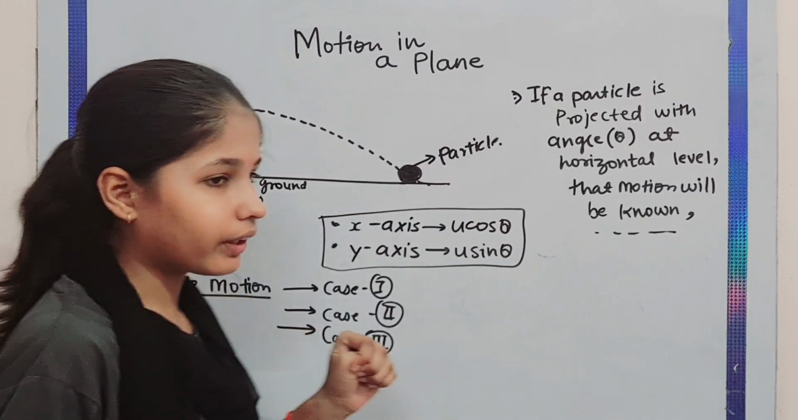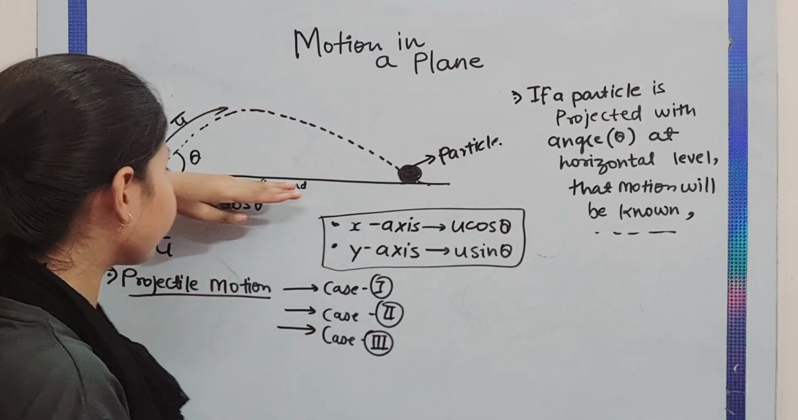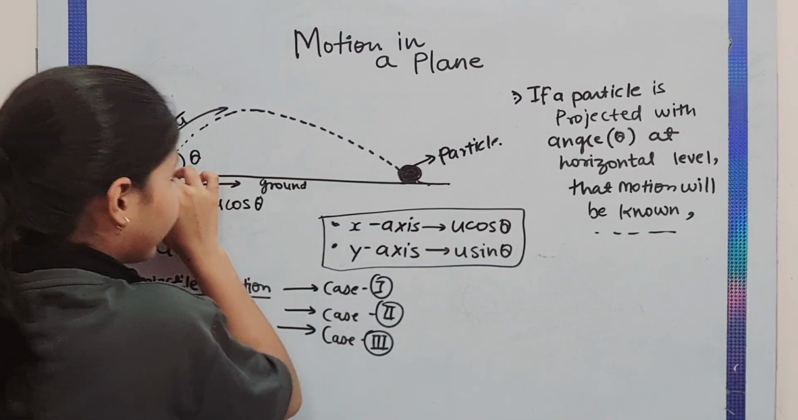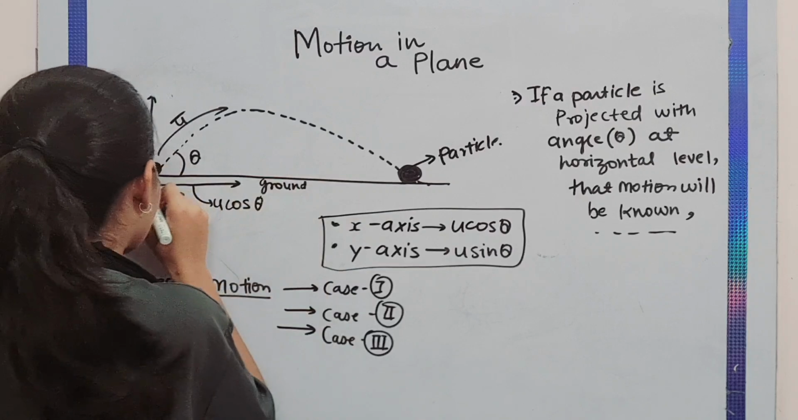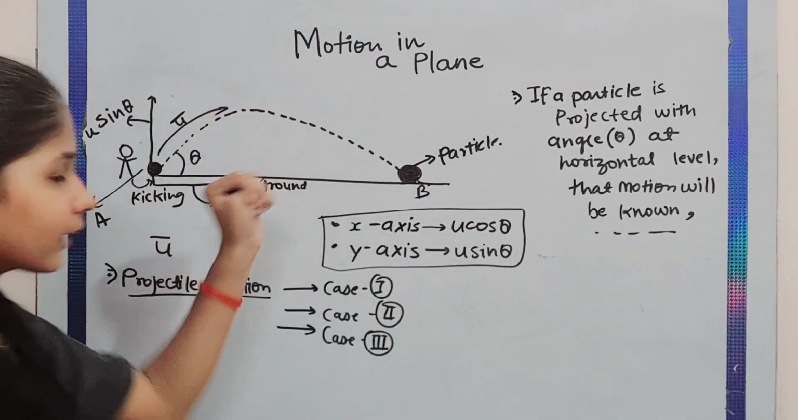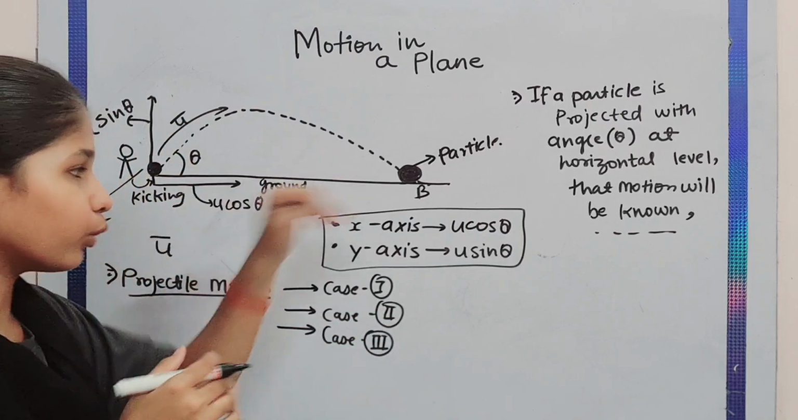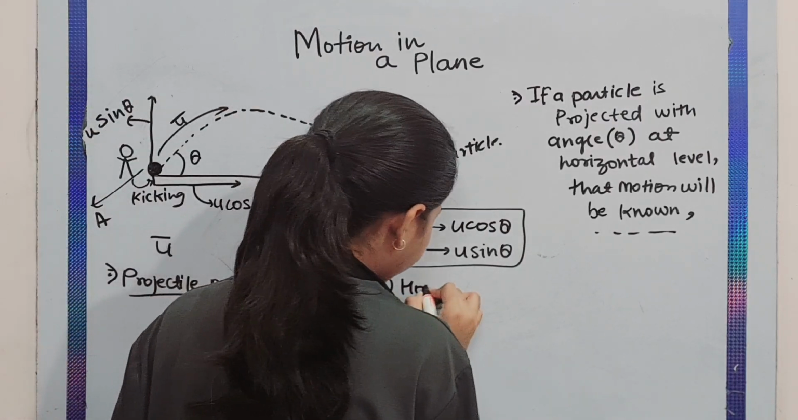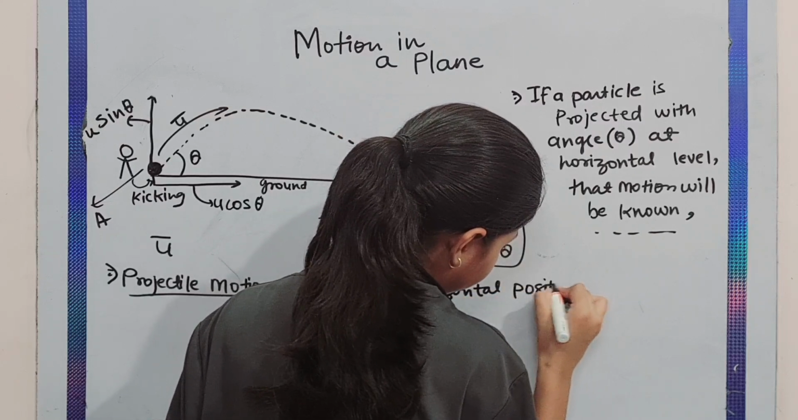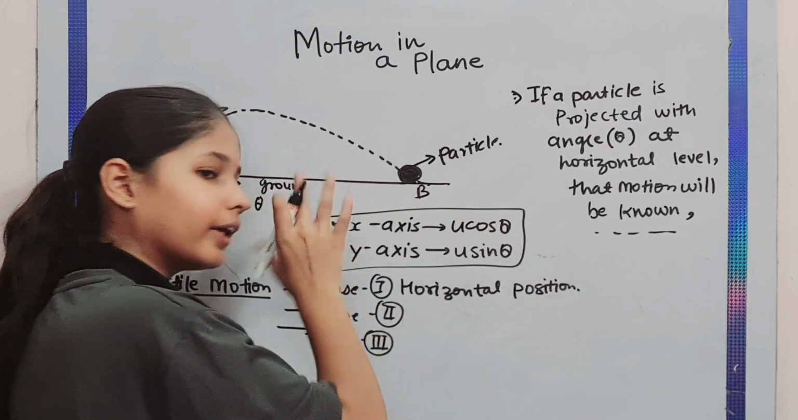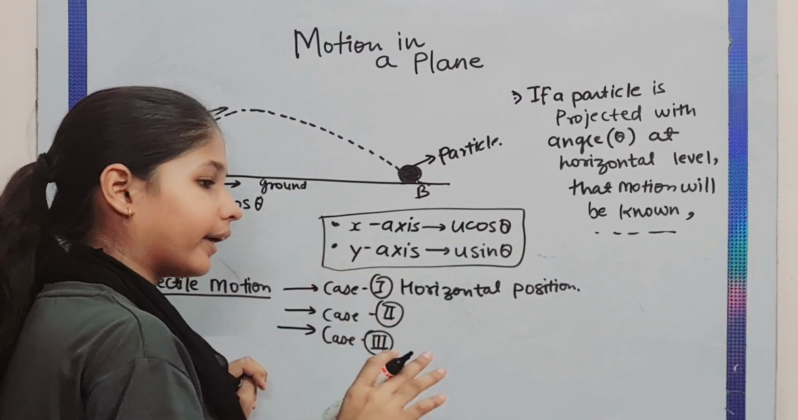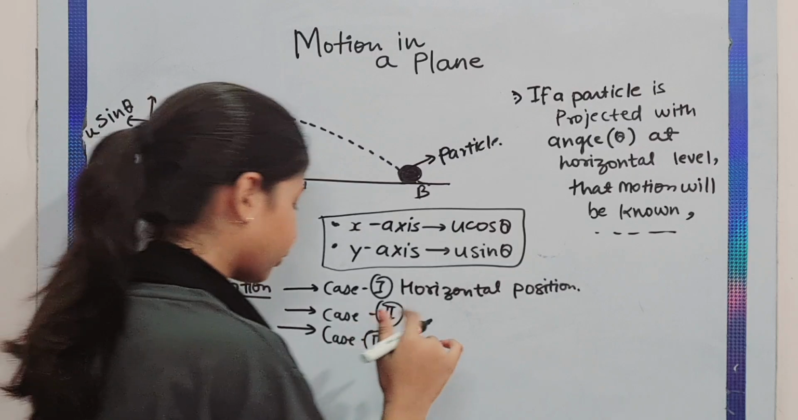In case number 1, it will be asked what the horizontal motion is here. You can see that this ball goes from position A to position B, so it will ask what the horizontal position is from A to B. So I can write here: horizontal position with respect to time. Here time will be given; we are not saying without time. Very soon we are also going to understand that topic.